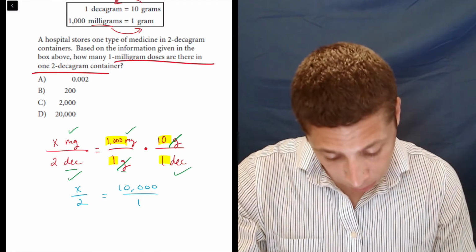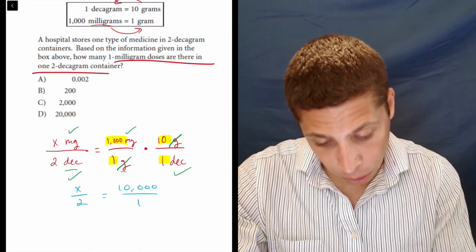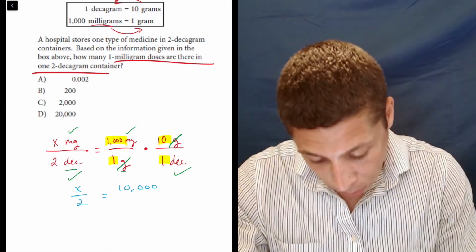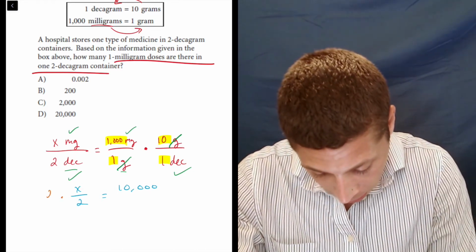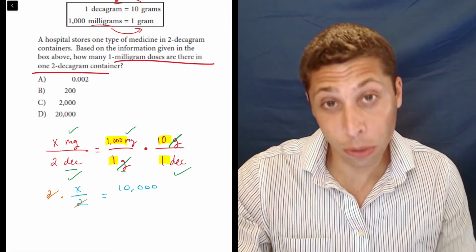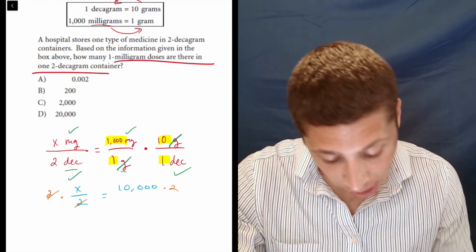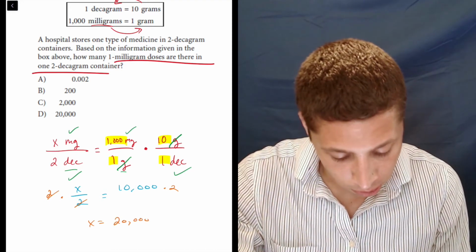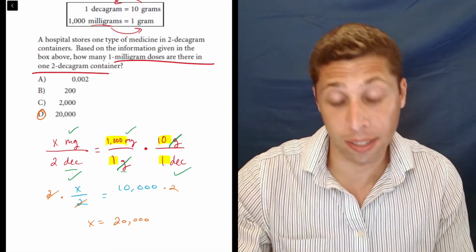Now you could cross multiply, or in this case, because 10,000 over 1 is just 10,000, I would just multiply by 2 to cross out the 2's, right? See, I'm always using those properties of fractions, and then x is equal to 2 times 10,000, which is 20,000, and that's choice D, and that's the answer.